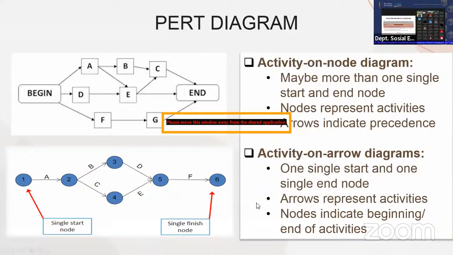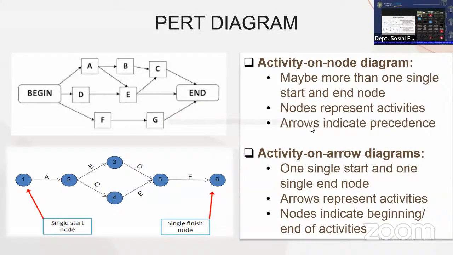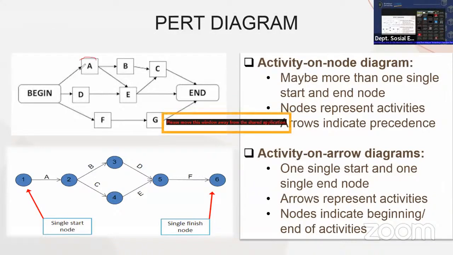Okay, all right. So this is basically to show the PERT diagram. The PERT diagram can be categorized into two types: the activity on node diagram. These are basically the activity on node diagram, so activity here is on nodes. We have activities A, B, C, D, E, F, G. So nodes actually represent activities.